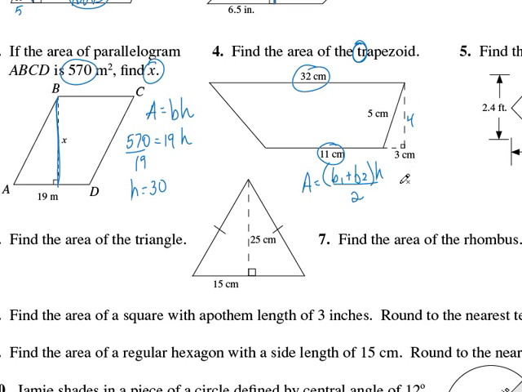So you can plug the stuff in, right? So it's just 32. I'll just read it off. 32 plus 11, right, which is what? 43 times the height, which is 4. Divide that by 2. It's 86 because I know that 4 divided by 2 is 2. So it's 86. Good.